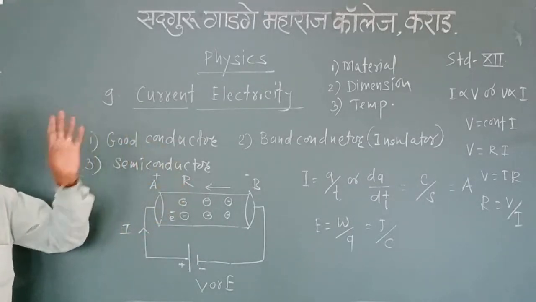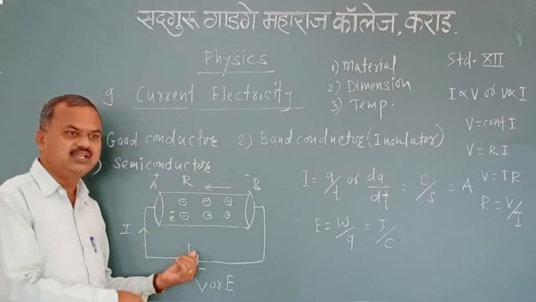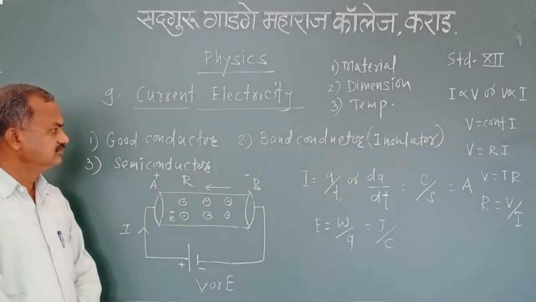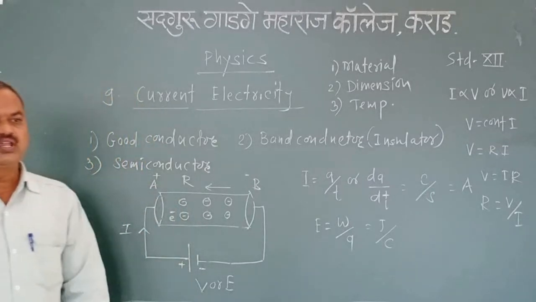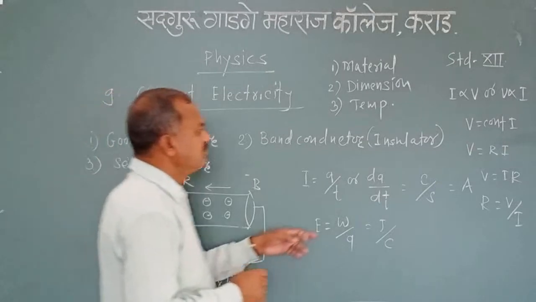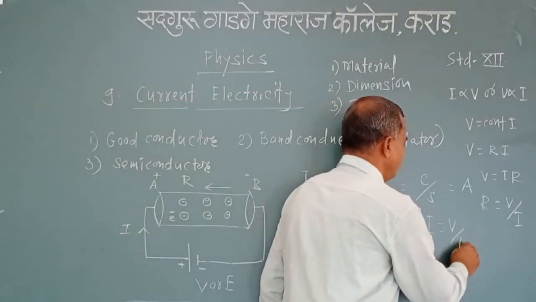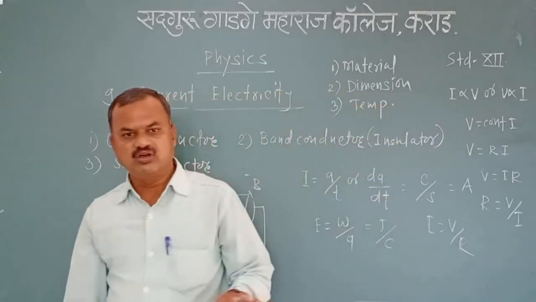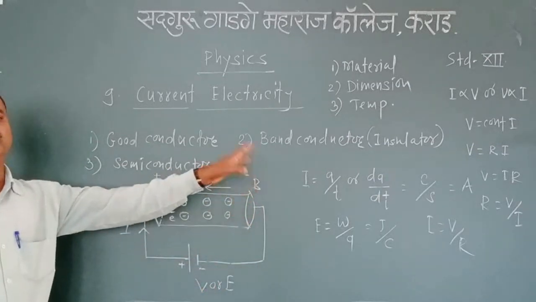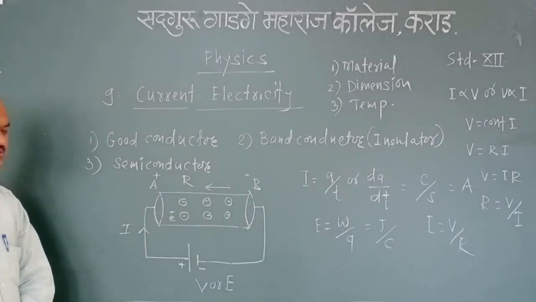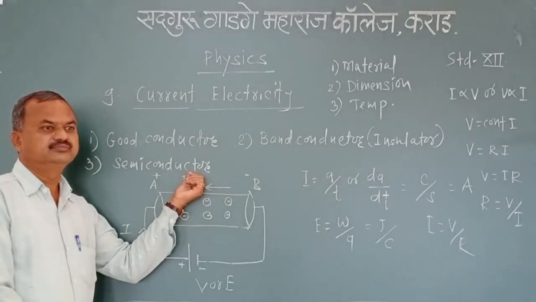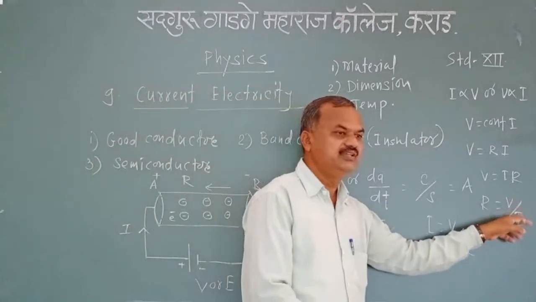Here R is the resistance of the conductor, I is the electric current flowing through the conductor, and V is the potential difference applied across the ends of the conductor. This Ohm's law is useful to determine the amount of current flowing through the circuit, I is equal to V divided by R. Also, Ohm's law is useful to measure the resistance of a conductor by the formula R is equal to V divided by I.